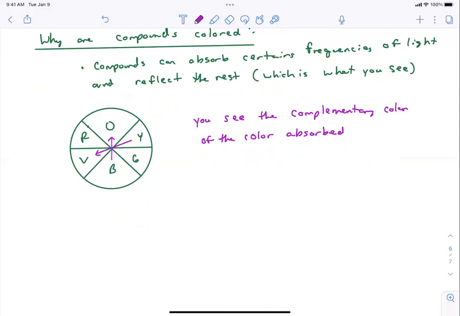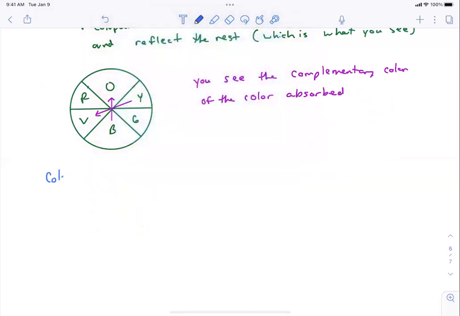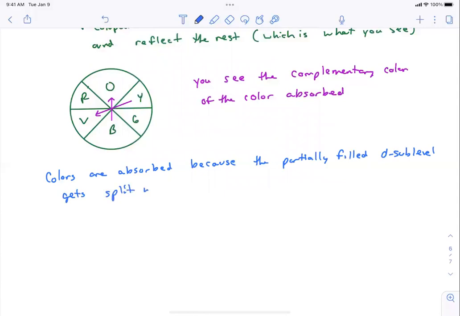So, why do these colors get absorbed? Here's why. Colors are absorbed because the partially filled d sublevel gets split when bonded with ligands. Once you write that down, I'll demonstrate what I'm talking about.